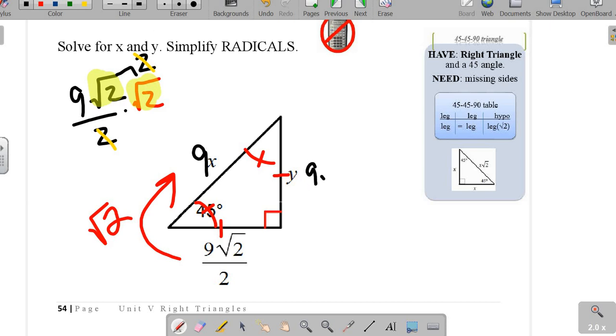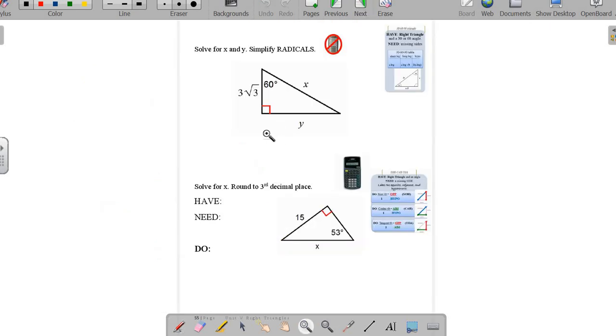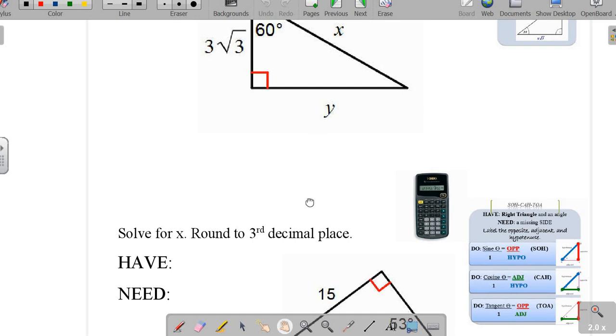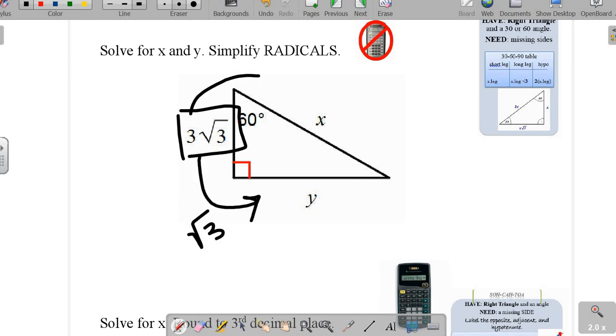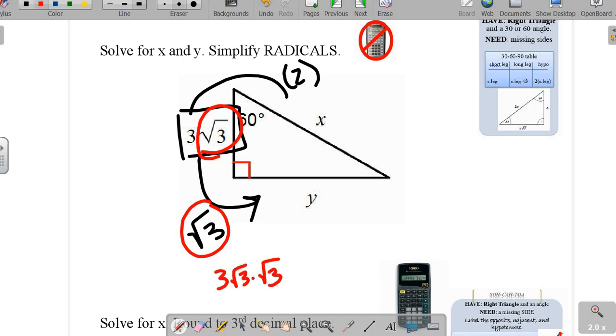And this is simply the same thing. Then we have our 30, 60, 90, short leg, short leg√3, short leg times 2. So right here, the innies talk to each other, so this ends up being 3√3 times √3, which is 3 times 3, therefore y is 9. Here, that 2 will only talk to that 3, so that's 6√3, you're done.